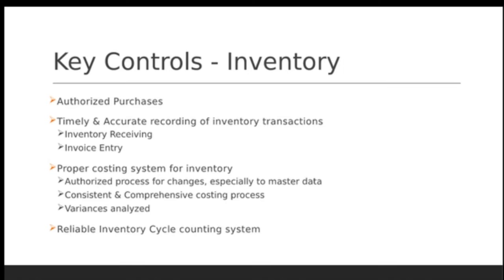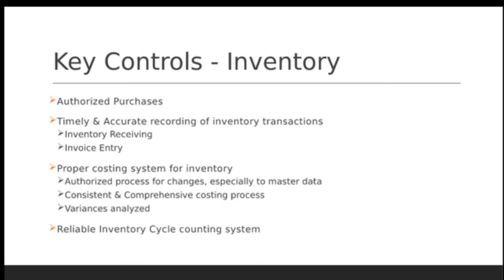Is it consistent in a comprehensive costing process? And any variances are analyzed, and you'll remember your variances from managerial or cost accounting. So comparing those standards versus actuals and understanding why there's some variances. Making sure that you have a reliable inventory cycle counting system. So those are some of the basic controls.